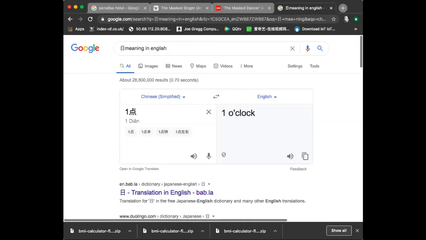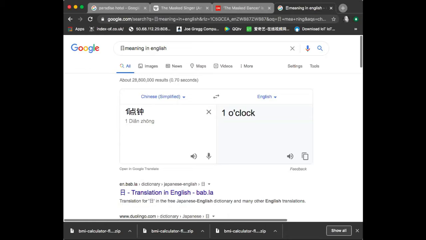And we didn't use Dian Zhong, we just used Dian. So that's 1 o'clock. If we add Dian Zhong, it's still the same translation, 1 o'clock. So Dian or Dian Zhong, whichever works for you, is still the same. Now that we know our numbers, we can use this same concept to say time from 1 o'clock to 12 o'clock, because those are the hours that we have in the day. 1点钟 all the way to 12点钟.